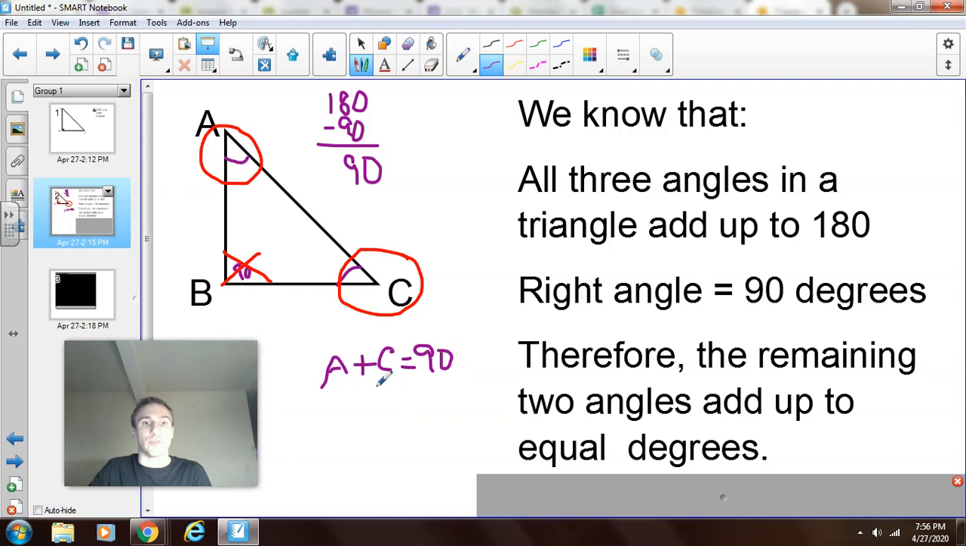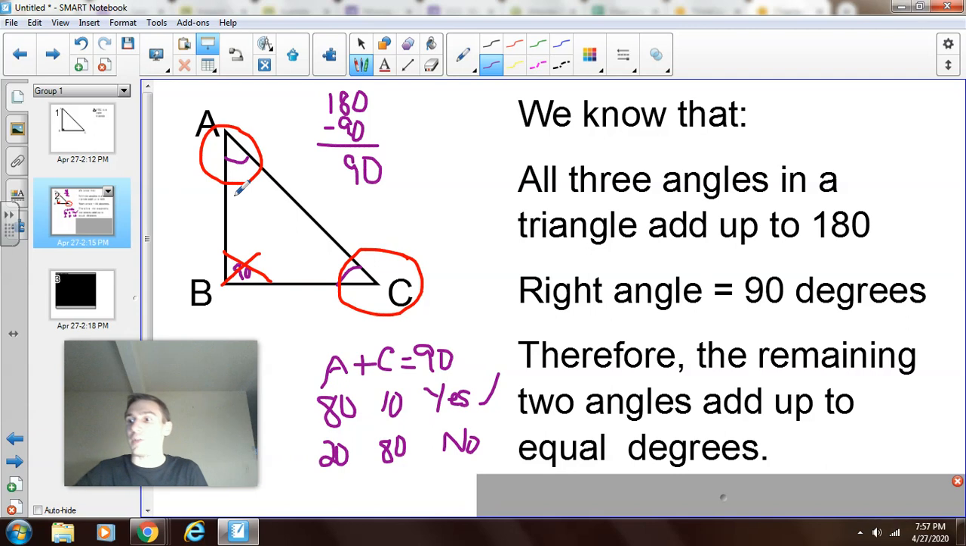So let's ask a few questions here. What if we said that A was 80 degrees and C was 10 degrees? Would this continue to be a right triangle? And the answer is yes, because 80 plus 10 equals 90. What if I said A was 20 degrees and C was 80 degrees? Is this continuing to be a right triangle? Well, the answer here is no, because if I have a right triangle, I have 90 degrees plus 100 degrees, which means this is now 190 degrees, not a triangle any longer.